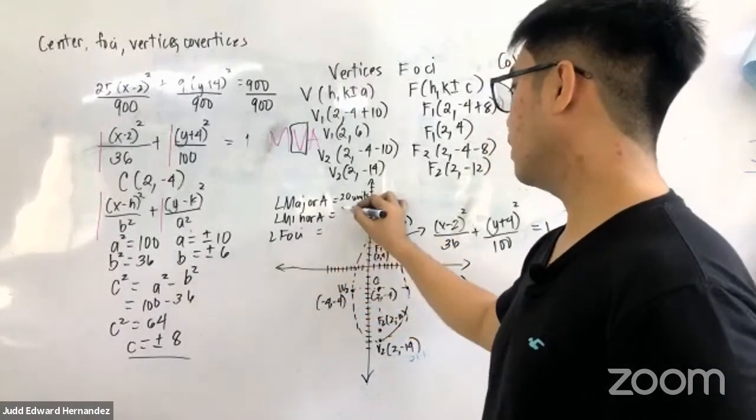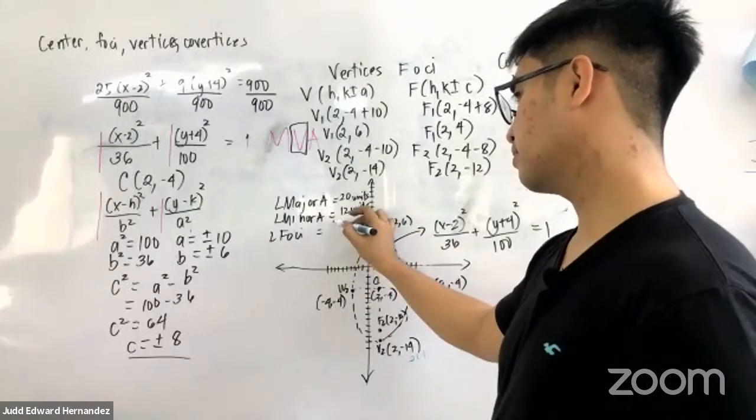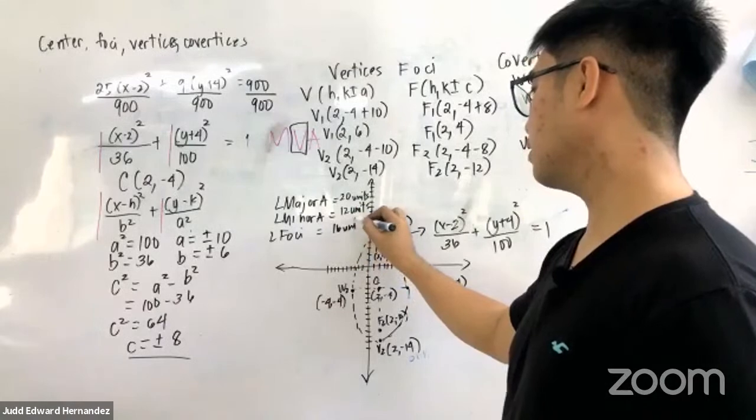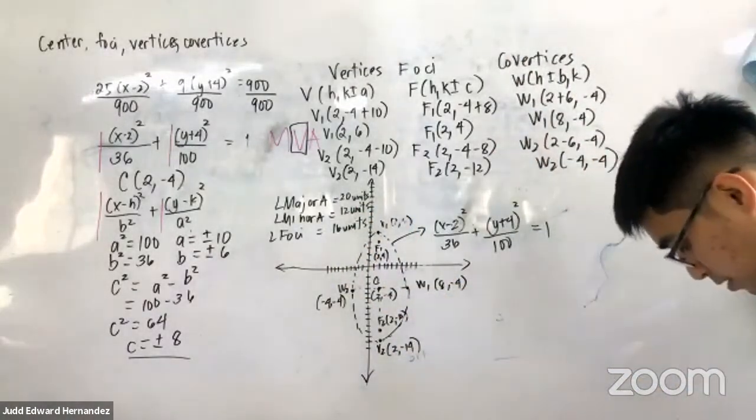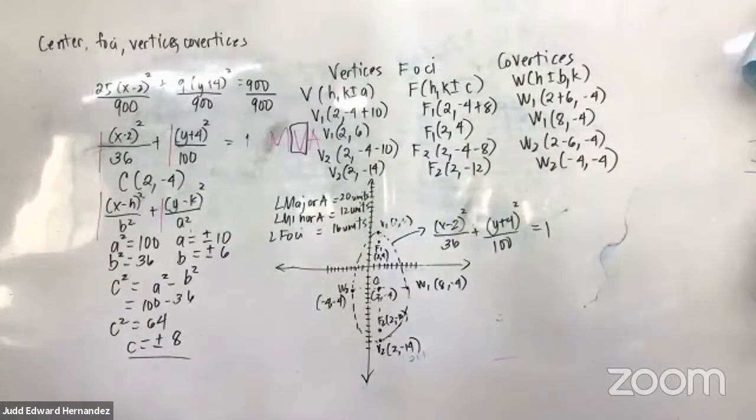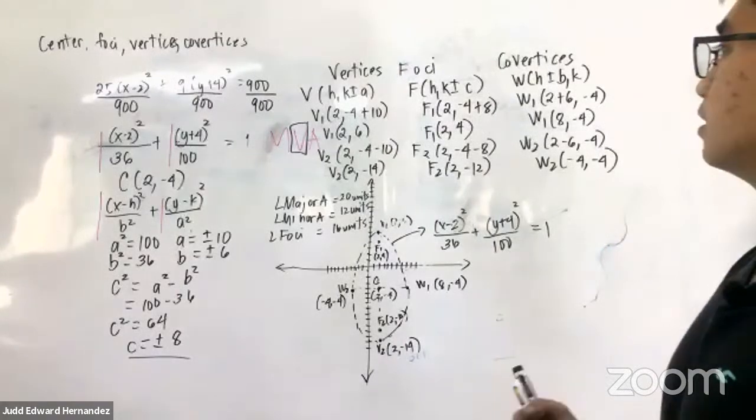12. 12 units. What is the length of the foci? 16. 16. Okay, very good. Therefore, ito yung mga mahalagang itatanong sa inyo sa susunod natin. At itatanong din ito dun sa module nyo na check your understanding. Okay, questions?